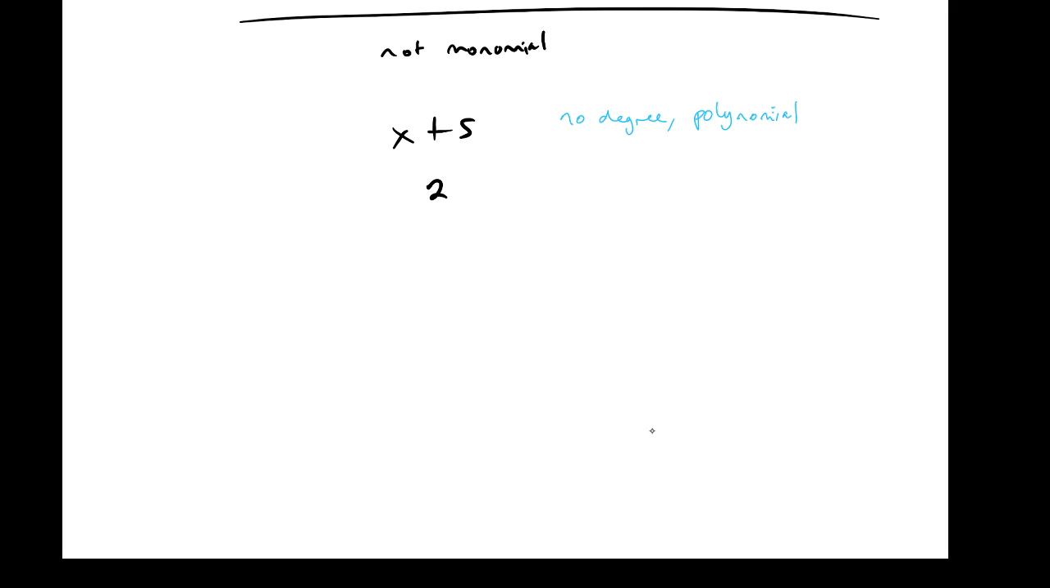Then we'll have another one that is not a monomial, 2 divided by x. It has a variable in the denominator.